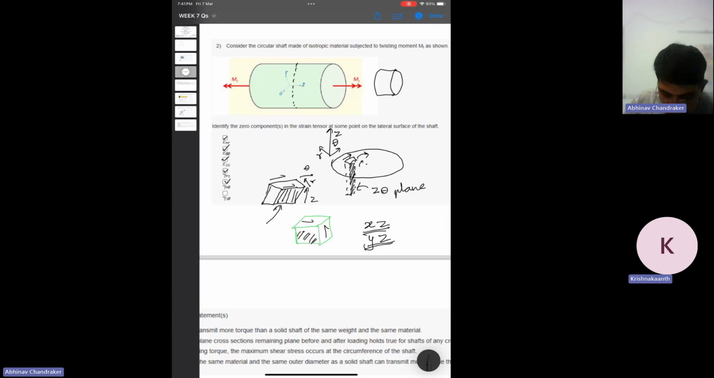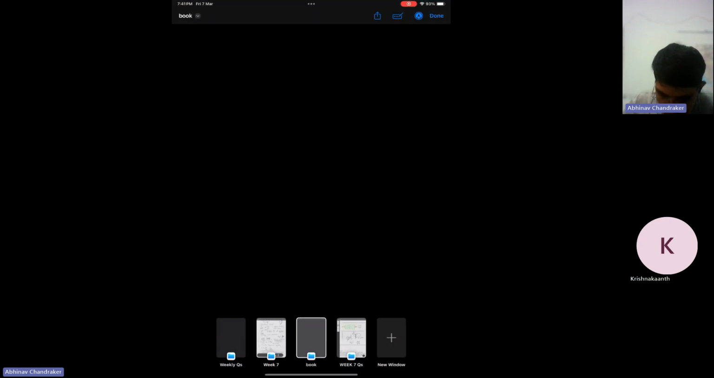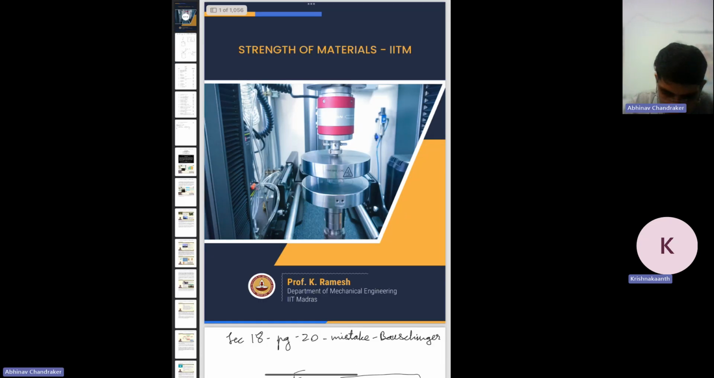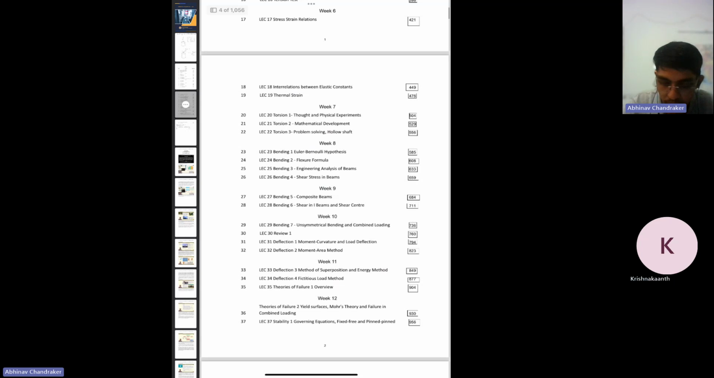Maybe here you can see it's this one, or in the slides it's this one. Yeah, z theta. That is where the parallelogram was forming, right? Due to the straining.